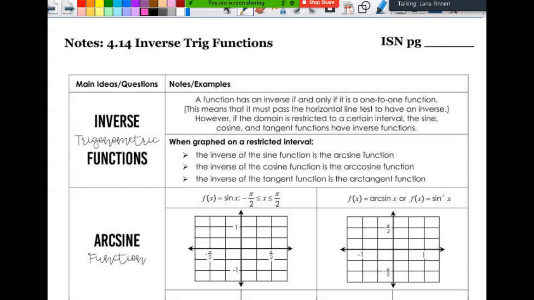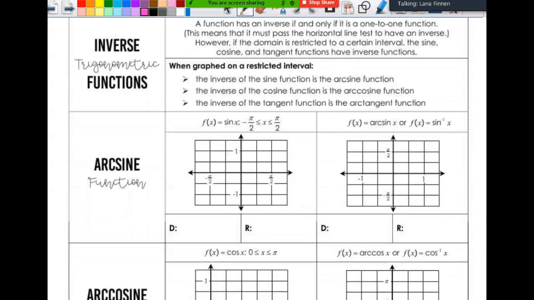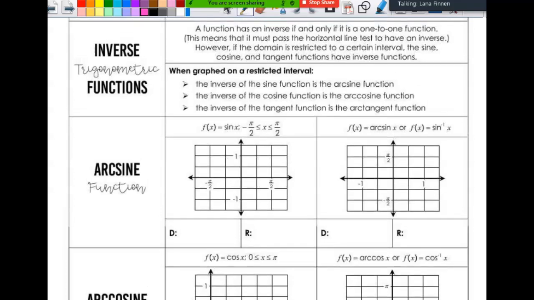All right, so today we are going to look at inverse trig functions. So let's talk about inverses in general. In general, not necessarily trig, a function has an inverse if and only if it's a one-to-one function. Let's remember what a one-to-one function is. A function has to pass the vertical line test. A one-to-one function has to pass the vertical and the horizontal line test.